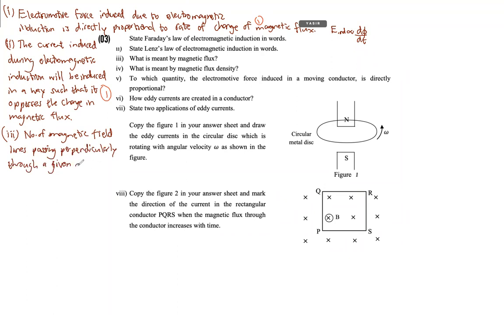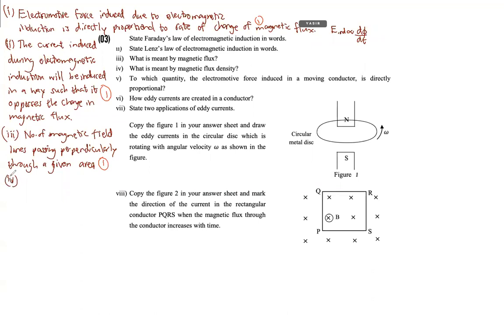Given area means it could be any area. It's not unit area. Careful. So once again, 1 mark for that as well. And then Roman 4.